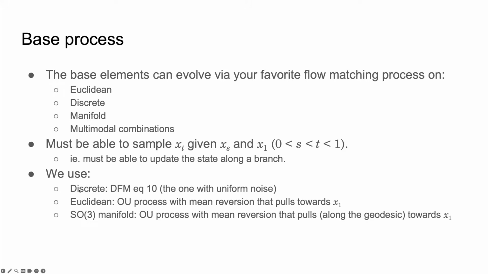So the processes we use are, for our discrete elements, this discrete flow matching, like equation 10 in the DFM paper, where typically you start X0 with a mask and you unmask toward your data distribution, your X1 element, but you also allow changes to noise. So it's a little bit noise tolerant. For our Euclidean states, we have this Ornstein-Uhlenbeck-like process that has a mean reversion term that pulls towards the X1. This is just quite a convenient thing to parameterize. And then for manifolds, the manifold we work on is the rotations manifold for our protein models. It's also an OU process, but the mean reversion is pulling along the geodesic to X1.